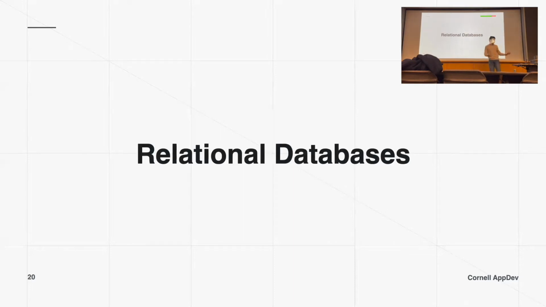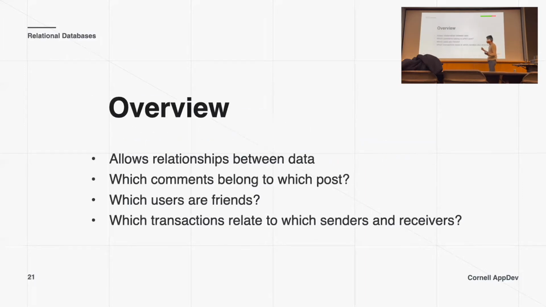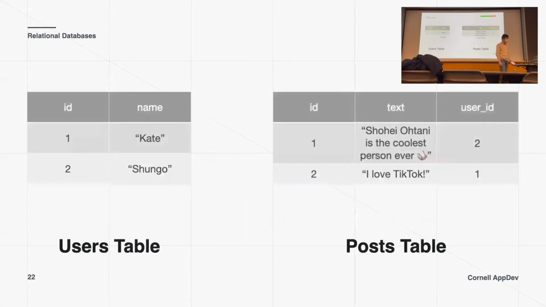So, relational databases. What are relational databases and how are they used? Again, they allow relationships between data. You'll notice in PA1 you have posts and you have comments associated to specific posts. Another example is Facebook friends. How do we know which people are friends on Facebook? If you have something like Venmo, which is your PA2 assignment, how do we know which transaction is related to which user? Stuff like this we can represent through multiple tables and by having relationships between them.